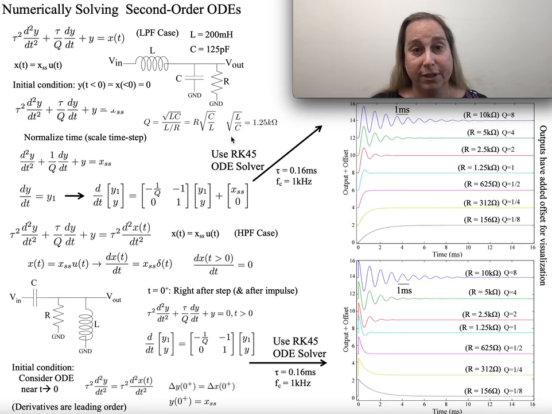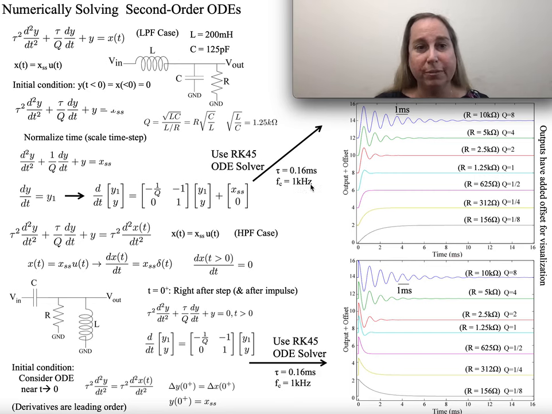Okay, and I'm also then going to get my Q, which is R divided by the square root of L over C. In this case, that value is going to be 1.25 kiloohms. When I look at L times C and take the square root of it, that gives me the time constant. That's going to be 0.16 milliseconds. That's also going to give me my corner frequency. And so we're going to have that normalization step.